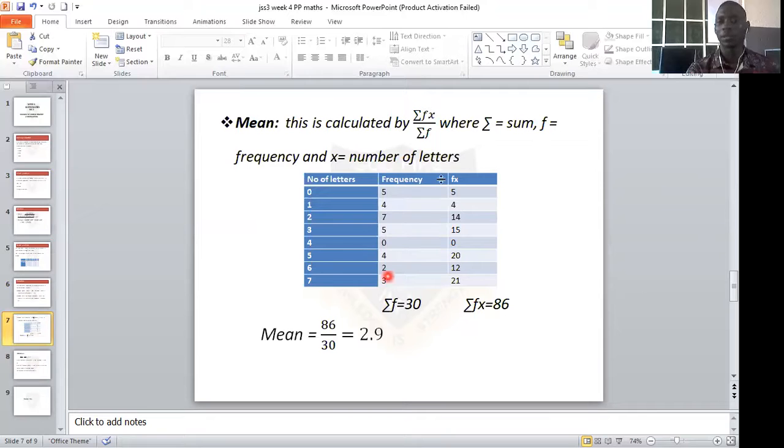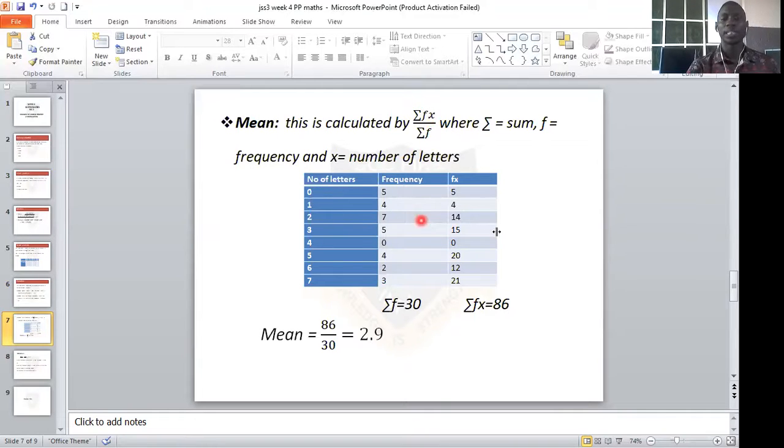So the summation is the sum of the product fx, which is 0 times 5. It will be good to always work in this manner, whereby you have your x and your frequency. Make sure you have another column for your fx, to make it easy to calculate the summation. So I've created another column for my product, fx. 0 times 5 will give you 0. 1 times 4 will give you 4. 7 times 2 will give you 14.